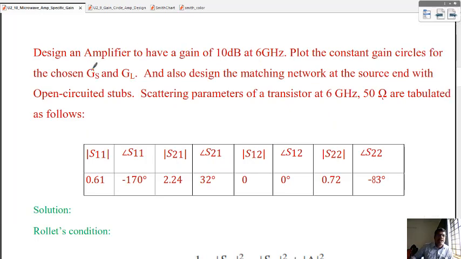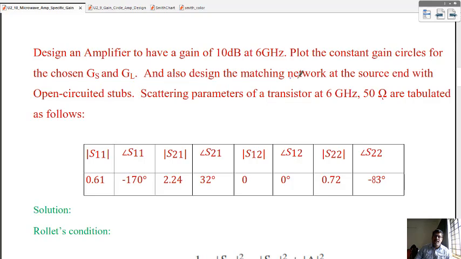So this is one example design. Design an amplifier to have a gain of 10 dB at 6 GHz. Plot the constant gain circles for the chosen GS and GL.